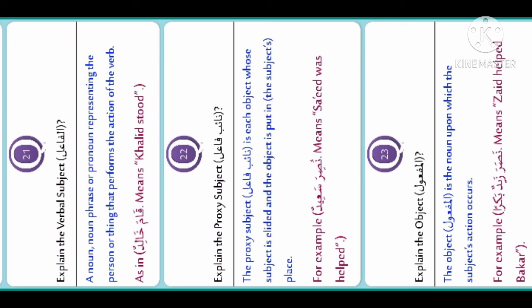Explain the object, al-maf'ul. The object is the noun upon which the subject's action occurs. For example, nasara zaidun bakran. Nasara zaidun bakran means Zaid helped Bakr.